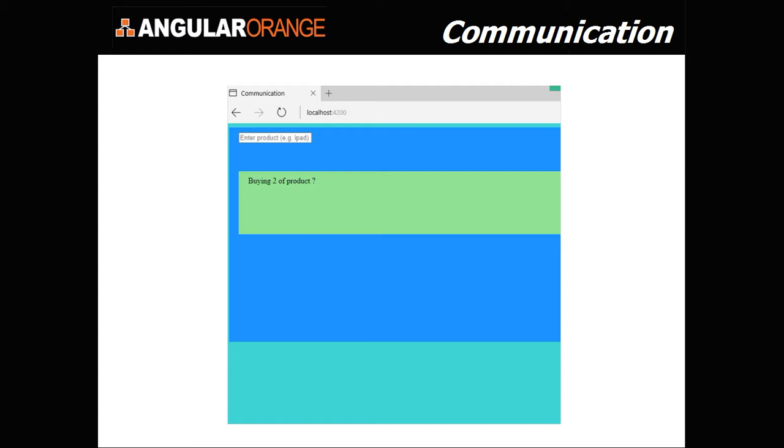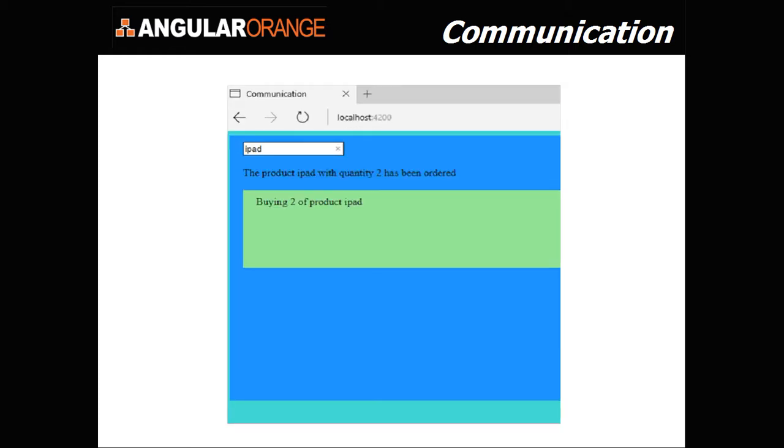So basically, let's run through the UI. This is what it looks like initially. The green area says buying to a product ? because you haven't ordered anything yet. You're going to type a product in the field. So suppose we type iPad. The green markup fragment is going to say buying to a product iPad. And after that is complete, you're going to see something displayed in the blue area that says the product iPad with quantity 2 has been ordered.